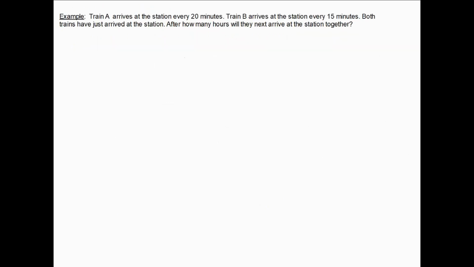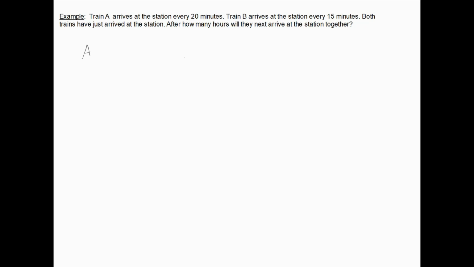In this example, we have a train A arriving at a station every 20 minutes. Train B arrives at the station every 15 minutes. Both trains have just arrived at the station. After how many hours will they next arrive at the station together?